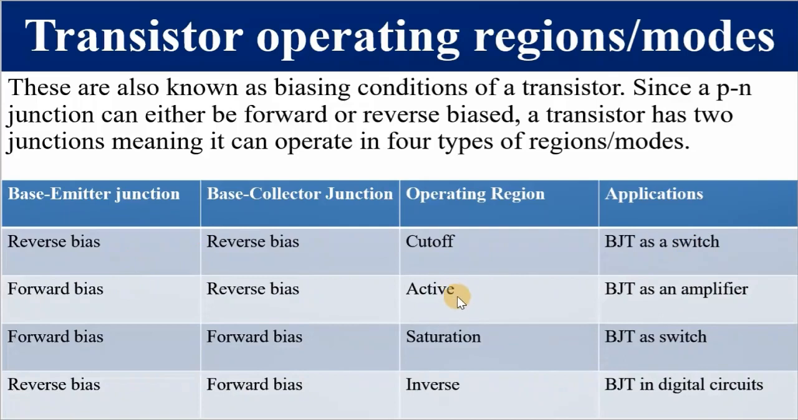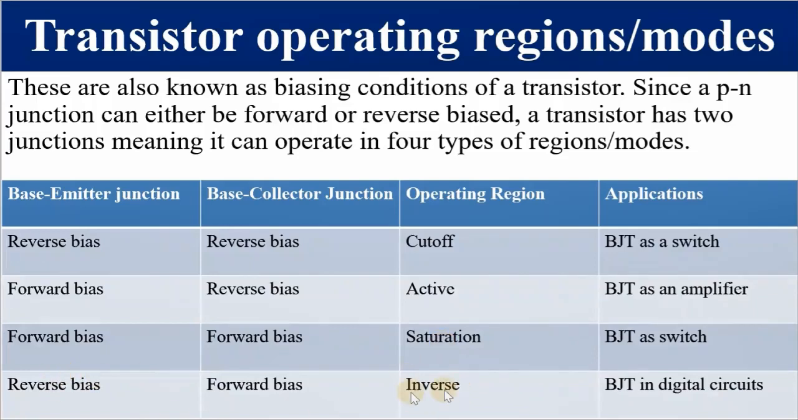Then the other mode is called the active mode, and this is where our amplifiers operate. The base emitter junction is forward biased and the base collector junction is reverse biased, and the typical application is BJT as an amplifier. Then when the 2 junctions are forward biased, we call that the saturation mode or saturation region. And where do we use this type of configuration? When the BJT is operating as a switch. So a switch can operate in 2 modes, at cutoff and also at saturation.